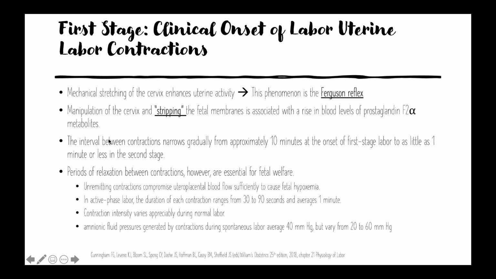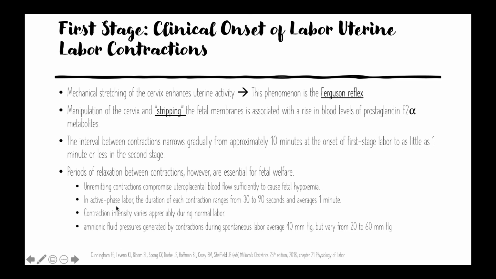The interval between contractions narrows gradually from approximately 10 minutes at the onset of the first stage of labor to as little as every 1 minute or less during the second stage. Periods of relaxation between contractions, however, are very important for fetal well-being. Unremitting contractions compromise uteroplacental blood flow sufficiently, and that can cause fetal hypoxemia. If there is fetal hypoxemia, that could lead to fetal death.